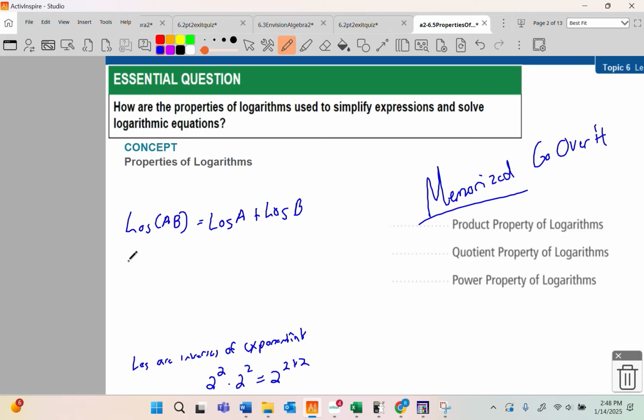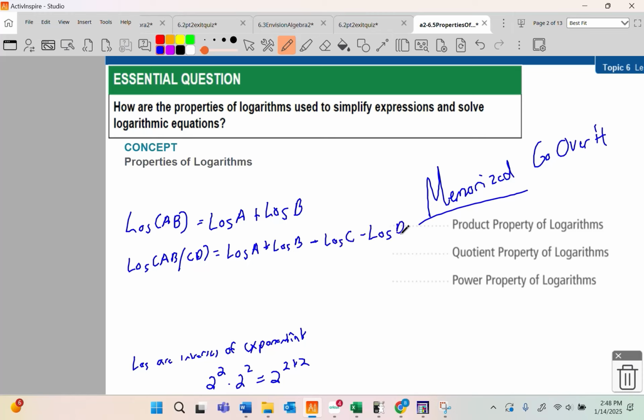The quotient property, I'll use a couple of letters on it. Log AB divided by CD. From log of A times B, we get what we already have, log of A plus log of B. But anything in the divisor becomes subtraction: log C minus log D.